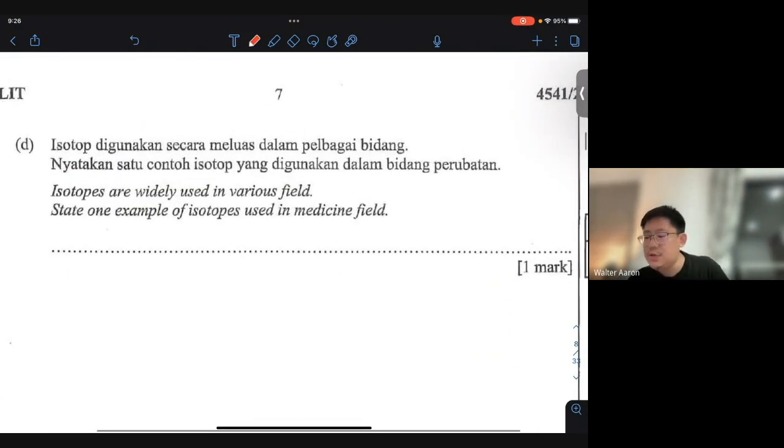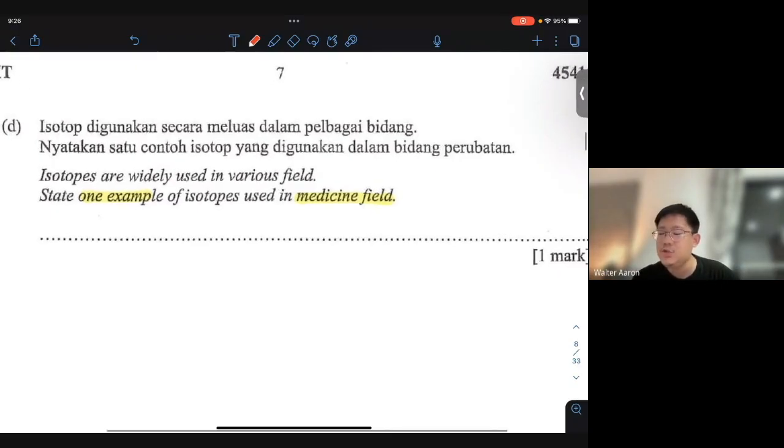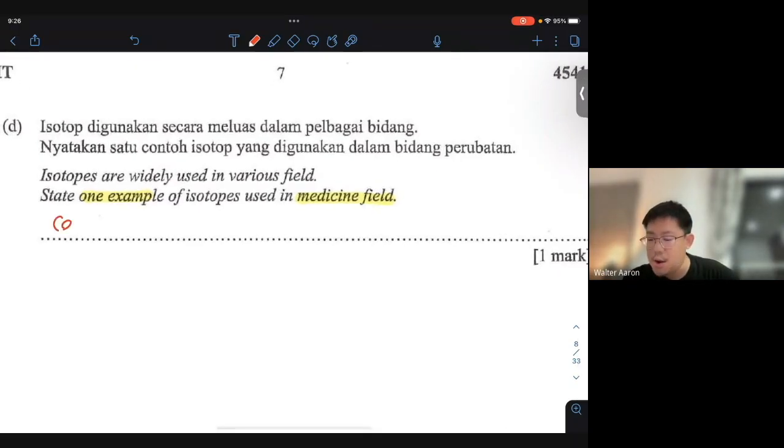Isotopes are widely used in various fields. State one example of an isotope used in the medicine field. The easiest to use in the medicine field, let's choose cobalt-60. The answer is very simple. Cobalt-60 is used to treat cancer, that's it. Cobalt-60 releases gamma rays. Gamma rays can destroy tumor or cancer cells.